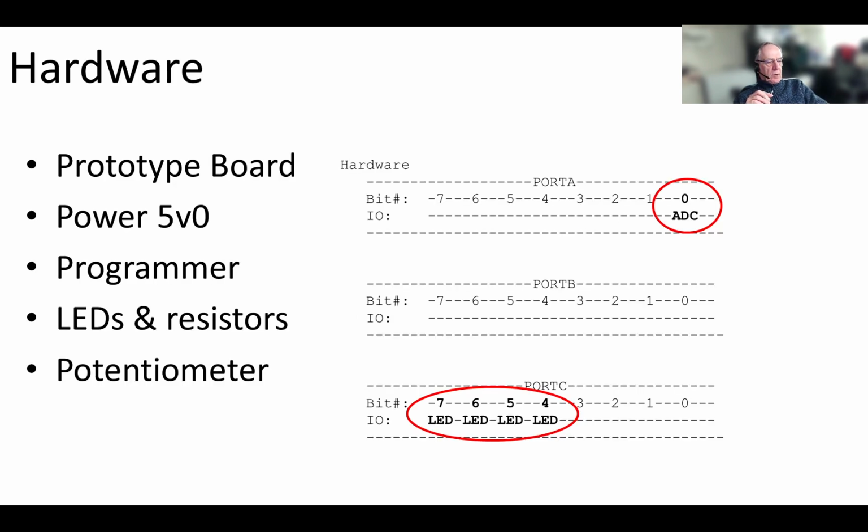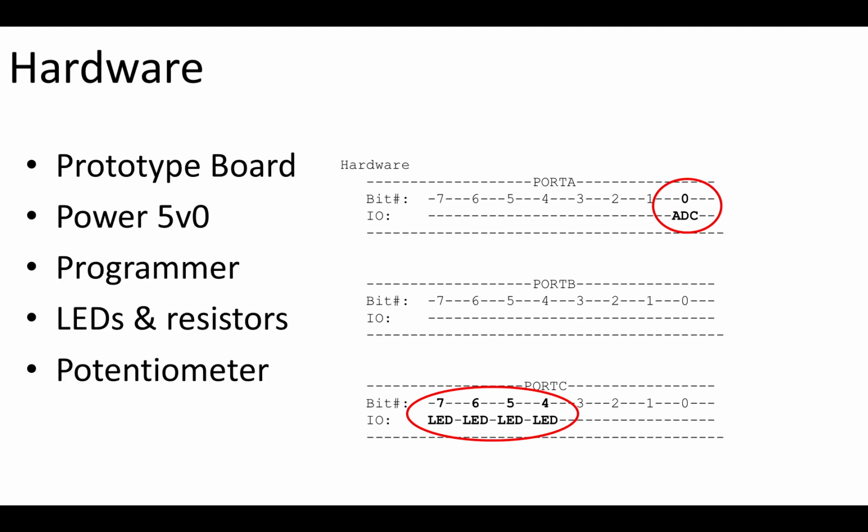The hardware we're going to be using is a prototype board. It's powered at 5 volts, has a programmer attached, LEDs and resistors are attached, and a potentiometer. The diagram shows that the ADC is on port A.0, which is ADC channel 0, and the LEDs are on port C. 7, 6, 5, and 4 are the LEDs.